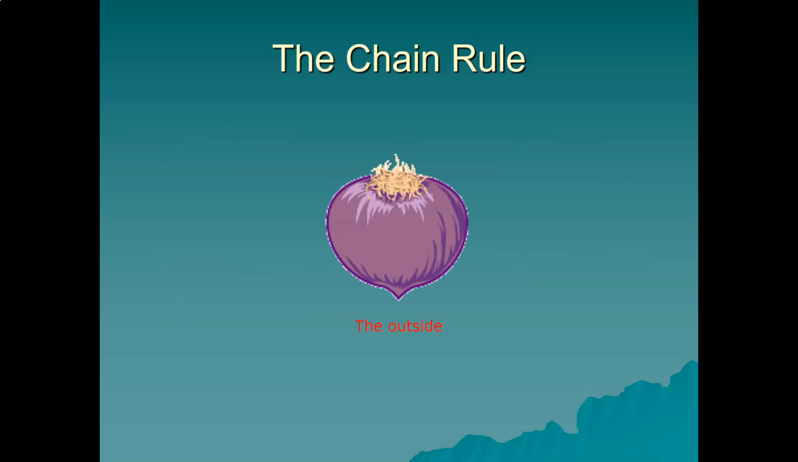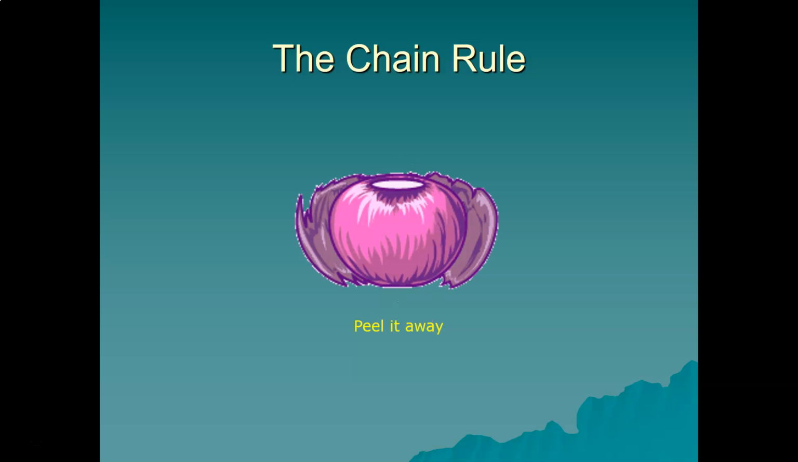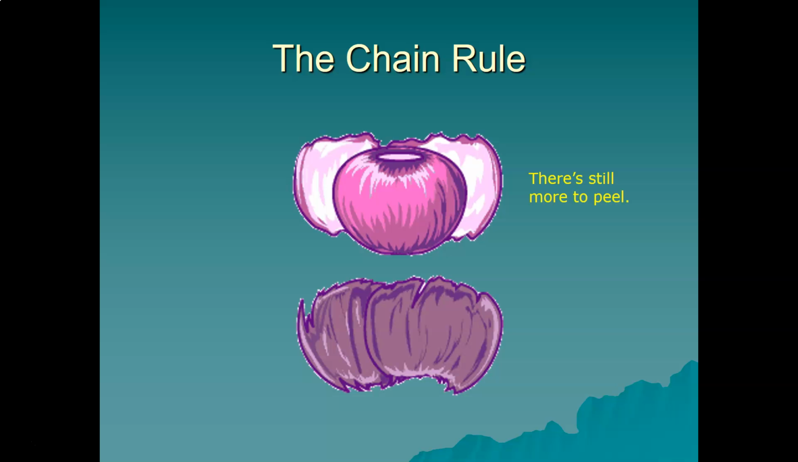So an easy way to think about this is like an onion, like we can make this old Shrek joke about ogres having layers just like onions, and we can talk about the layers of the onions, but it's applicable to the chain rule as well. So for instance, if we have an onion, here's the outside, and we can peel it away, and then there's another part to it. And there's still more to peel, and we can keep going.